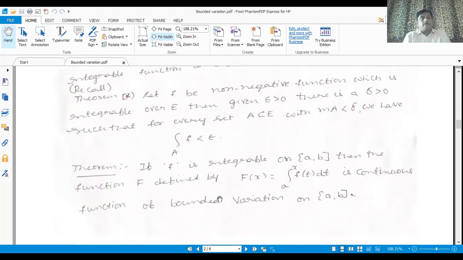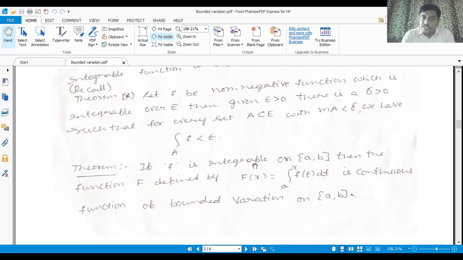Now we will prove the theorem. If f is integrable on the closed interval [a, b], then the function capital F is defined as F of x equal to the integral from a to x of f of t dt. This small f is an integrable function over [a, b], then capital F of x is a continuous function of bounded variation. If this is integrable, then definitely this is a continuous function of bounded variation on the closed interval [a, b].